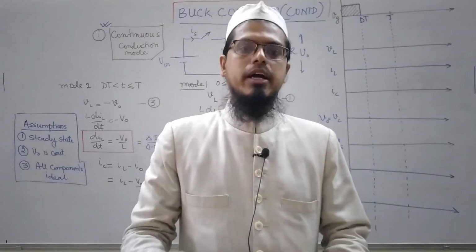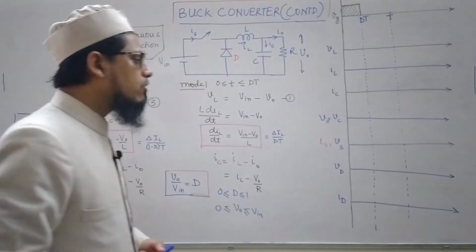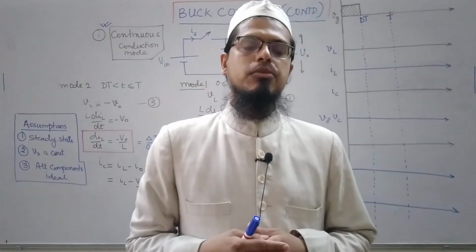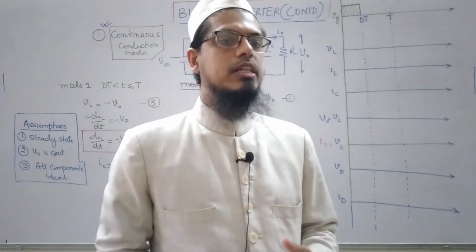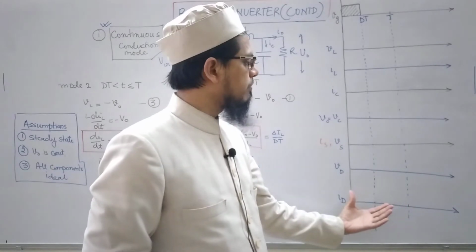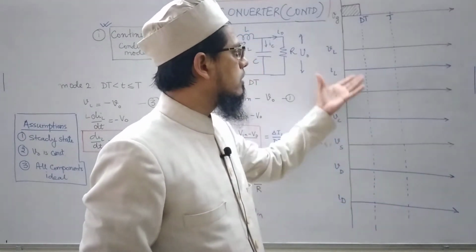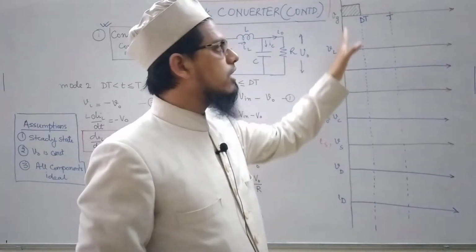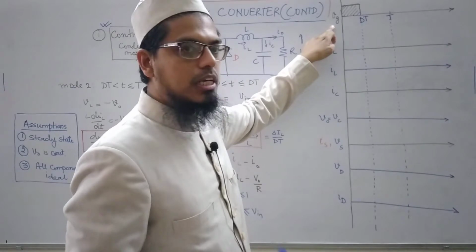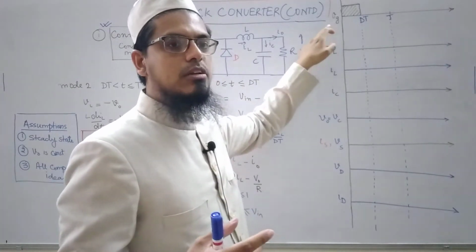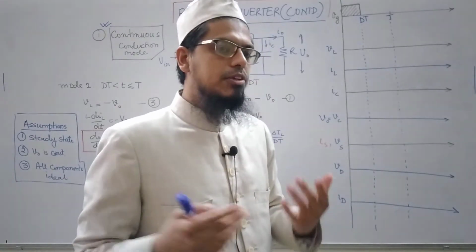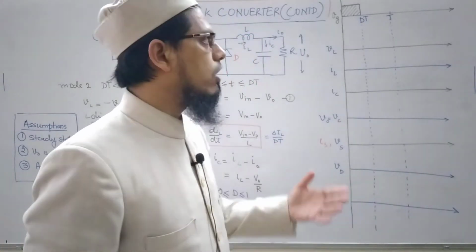So let us now try to plot the various waveforms that will be appearing in the buck converter circuit. So I had drawn the axis. On the y-axis I have these quantities, Vg, which is basically the gate voltage. If I am considering a MOSFET, we are required to provide a gate voltage, sufficient gate voltage to the MOSFET to turn it on.